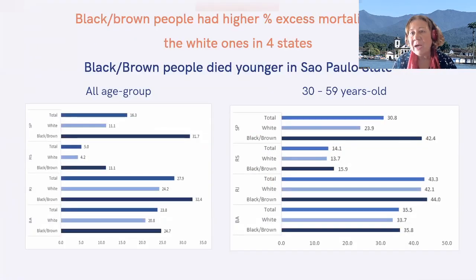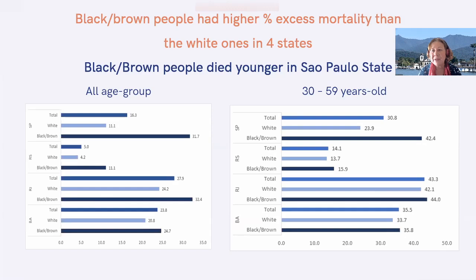So who is dying as well is the Black and brown people. I separated just four states for presentation, but it's ongoing work. What we want is to call the attention of the managers to the vulnerable populations, and this kind of analysis could help them focus more on those populations. Black and brown people had a higher percentage of excess mortality than white citizens in all four states we analyzed, and also on average, but as I said, it's ongoing work.